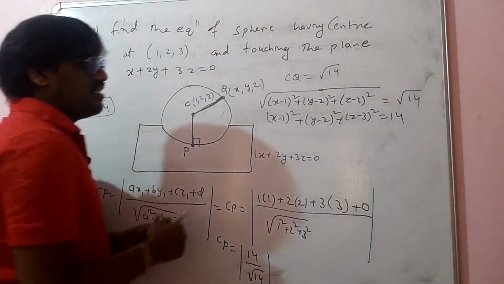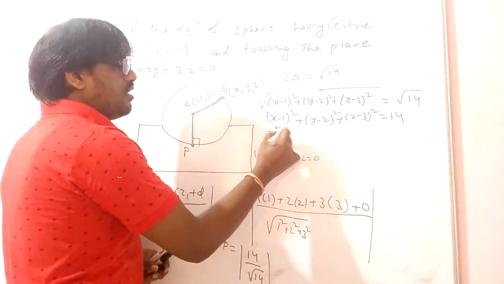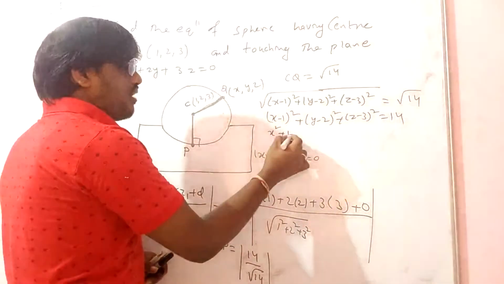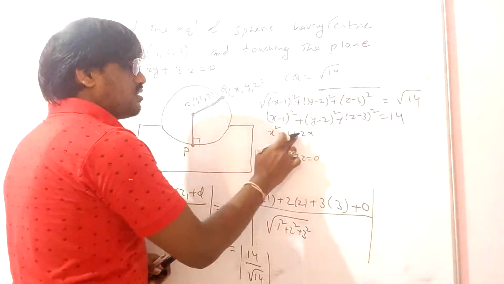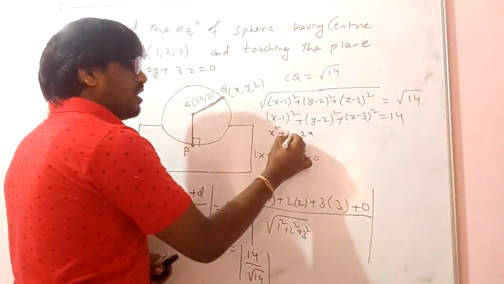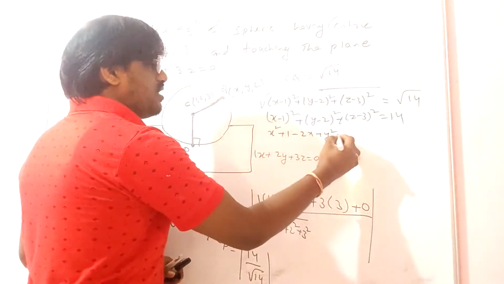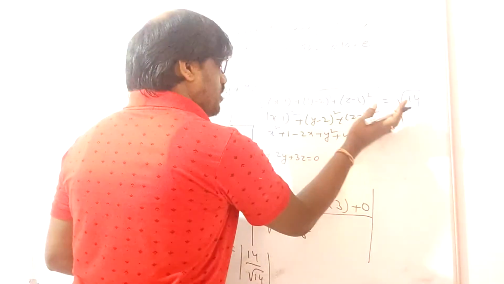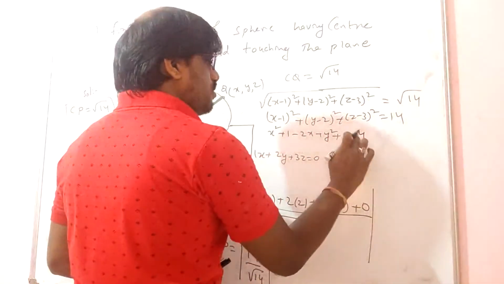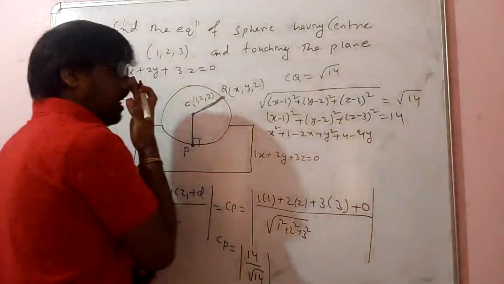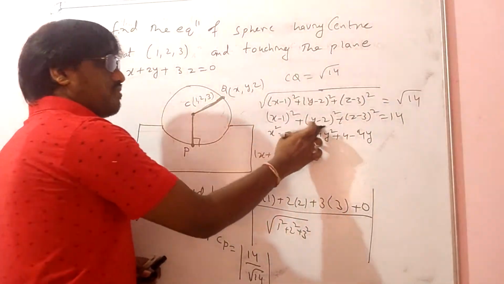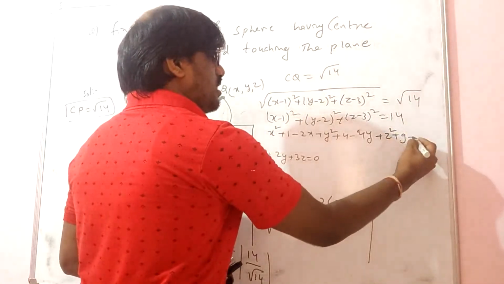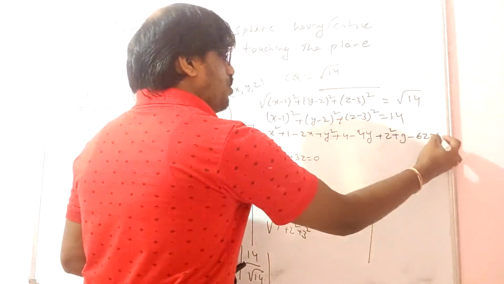So if you simplify this, what am I going to get here? x square plus 1 minus 2x, using the (a minus b) whole square formula; y square plus 4 minus 4y, since 2 2s are 4y; and z square plus 9 minus 6z, is equal to 14.